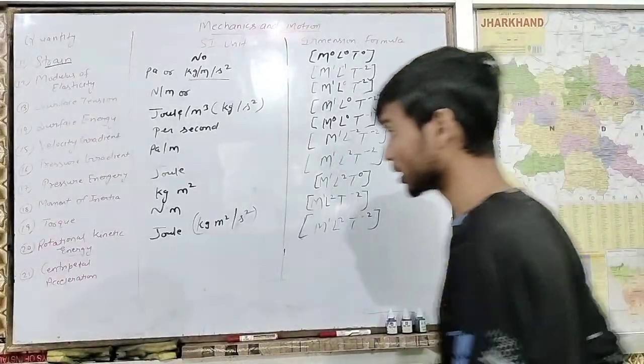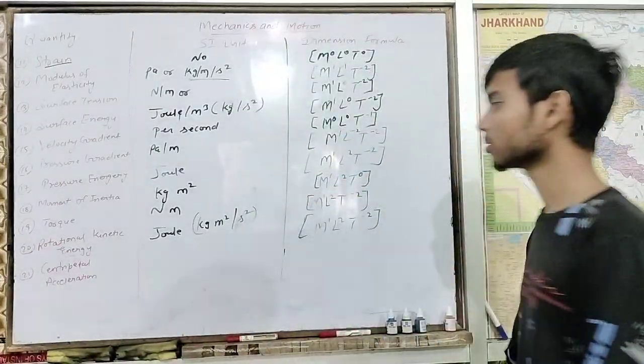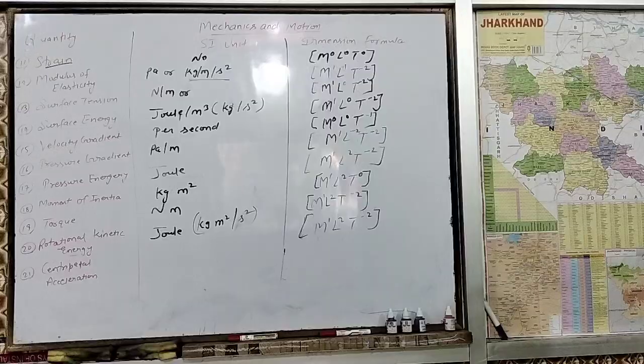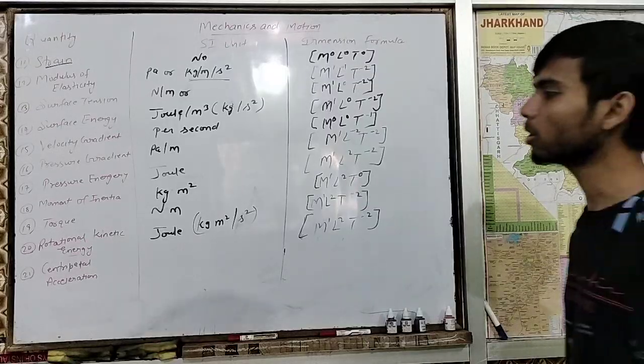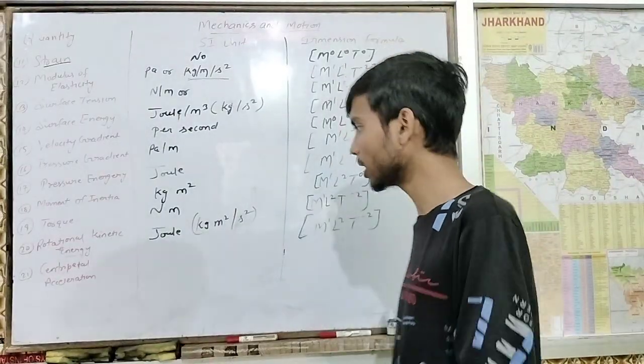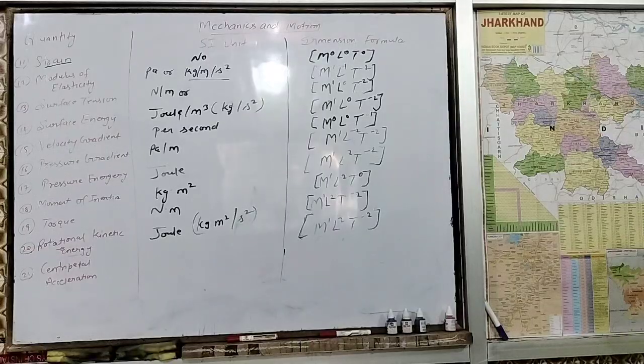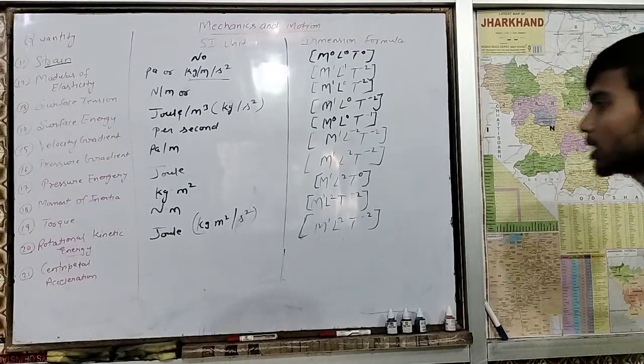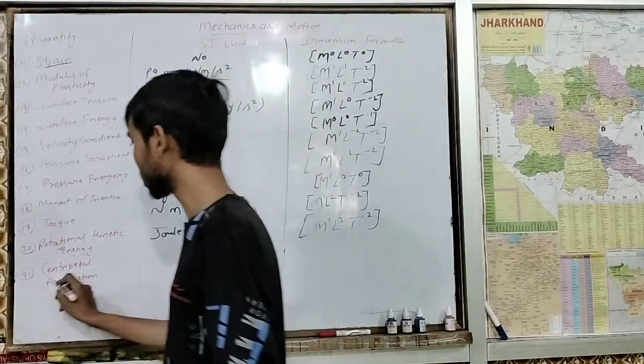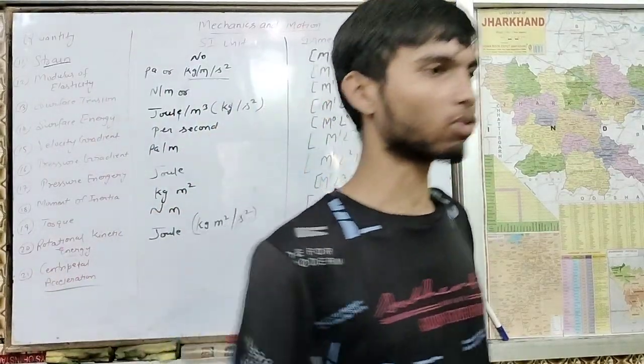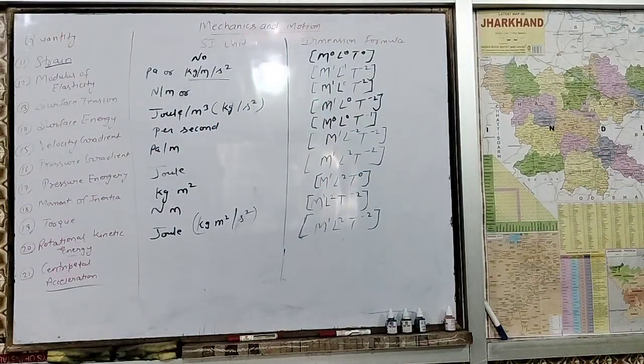Then next, look at centripetal acceleration. Centripetal is related to your gravitational force. Then why did it come here? No, don't worry. We know that this is also motion, because the acceleration is added over here. That's why we can say that yes, it is a part of motion. Clear? So what should be the SI unit for this?